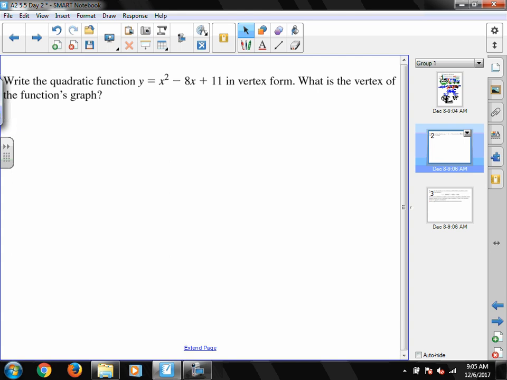Now, we're going to talk a little bit about writing in vertex form. And then, hopefully, after all of our practice with that in section 1, you should be able to identify the vertex. Vertex form, remember, is y equals a times (x minus h) squared plus k.